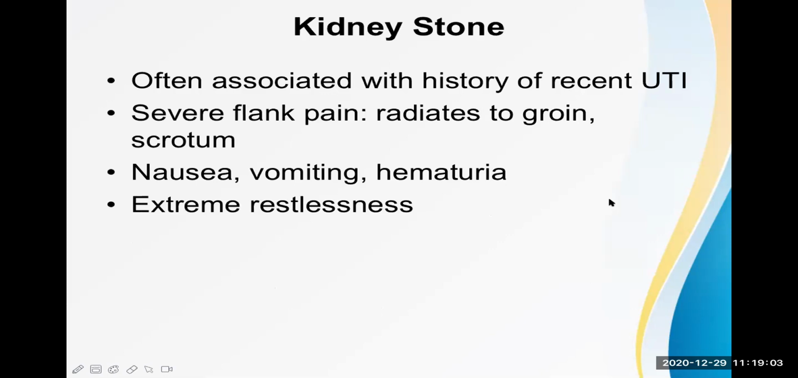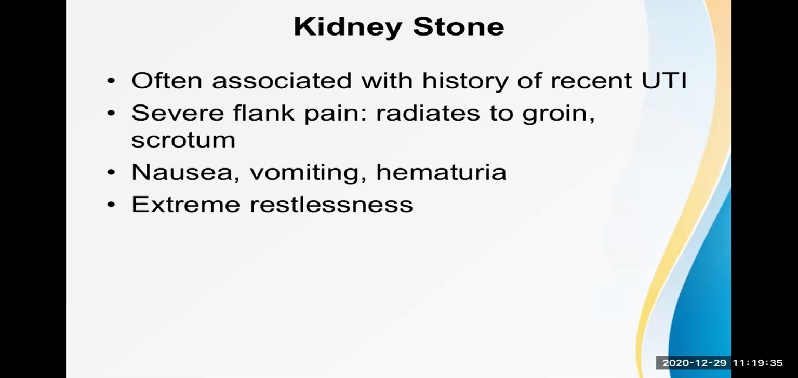Another cause of acute abdomen is a kidney stone. Many students know a lot of information about kidney stone. It is often associated with history of recent UTI. Definitely, kidney stone can lead to recurrent UTI. Severe flank pain occurs in case of kidney stone, and that flank pain radiates to groin, or sometimes even reaches the scrotum in case of male. That's why we use the term loin to groin pain in case of kidney stone.